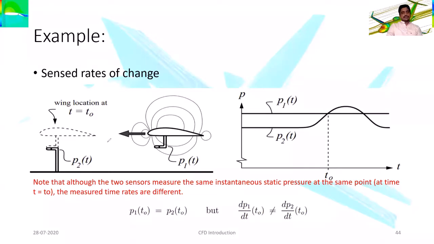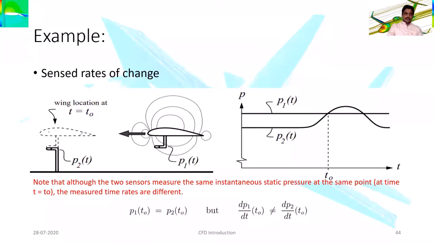In the second location, the wing is moving from this location, and the pressure is measured on the pitot tube attached to the wing location. Both pitot tubes are going to read it in different ways. So how is that going to happen? Initially we need to understand what the sensed rate of changes is here. Note that although these two sensors measure the same instantaneous static pressure at the same point, the time rates are different.